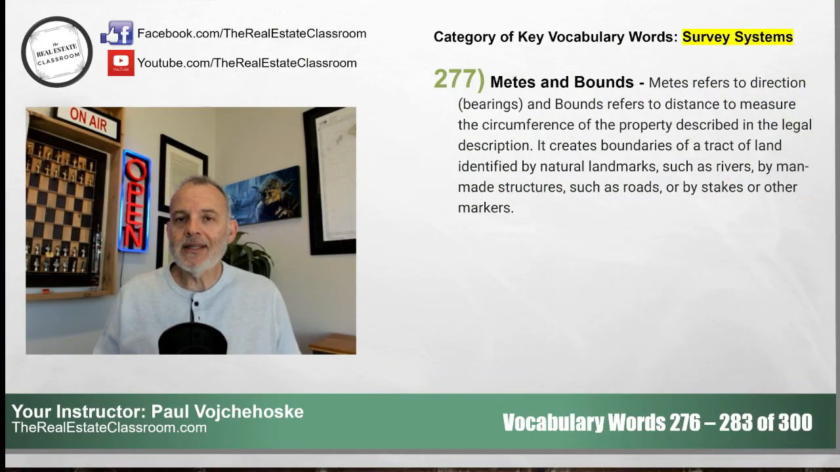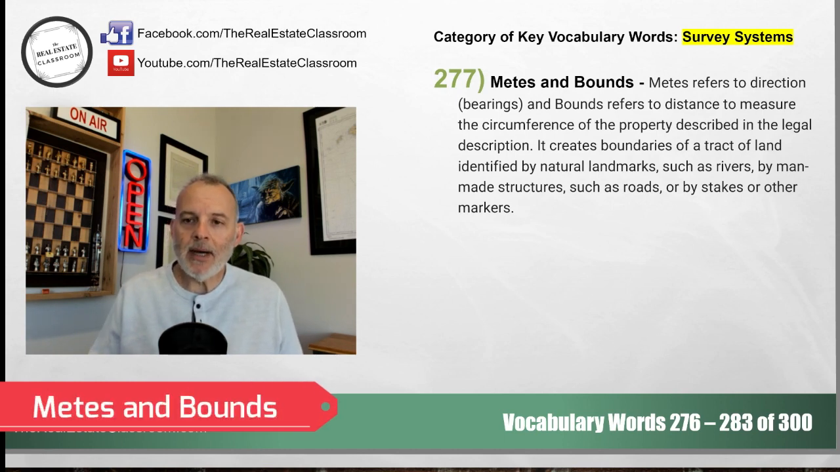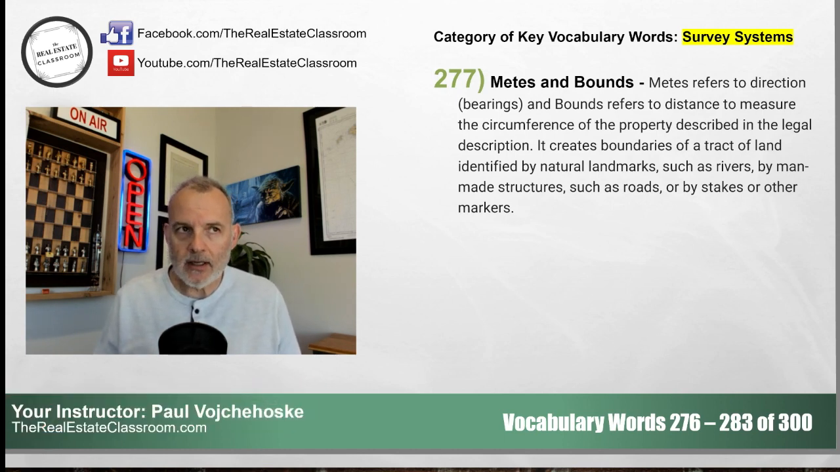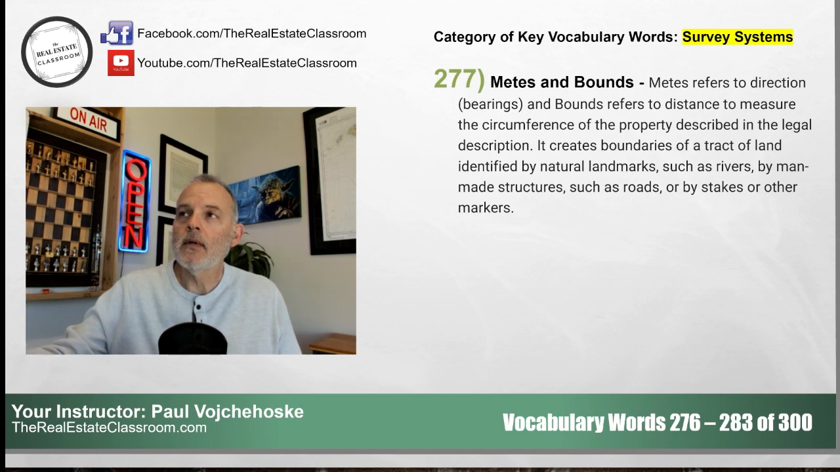So 277 is a type of survey. It's called the Metes and Bounds system. The Metes and Bounds system actually was developed for the original 13 colonies. It's still used in many states, including the 13 colonies. And there are a couple of key terms you have to know. Metes refers to the direction or the bearing, and bounds refers to the distance of that measurement or direction. So metes, for example, would say we're going to go in a direction of 090 for 500 yards. The 500 yards is the bounds.